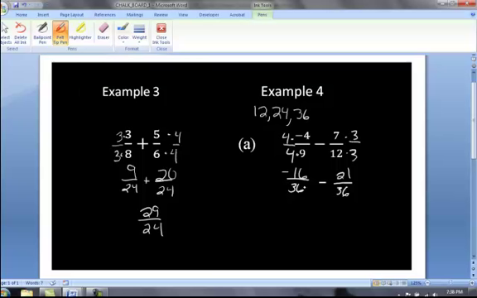Now we can get our final answer. We have -16 and -21. Well, that's going to give us -37 out of 36. So that would be our answer for that one.